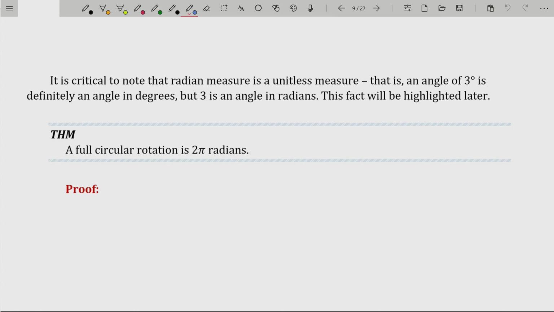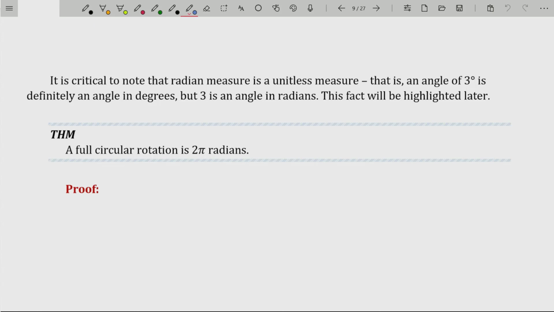Now, it is critical to note that radian measure is unitless. That is, an angle of 3 degrees is definitely an angle in degrees because it has a degree sign. But 3, if it doesn't have a degree sign, is an angle in radians. So when you're talking about angles, if you see a number without units, or if I do, I immediately know that student or that person is talking about radians. This fact will be highlighted later, but it is incredibly important.